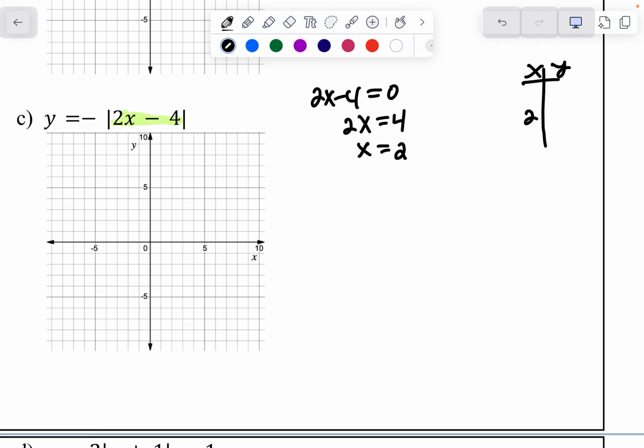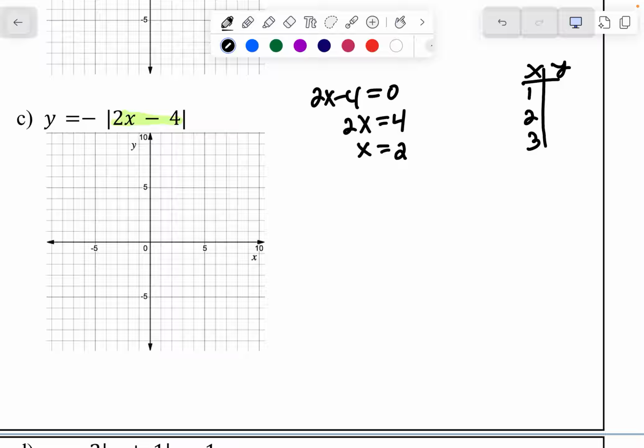Now, you can go 1 above it and below it. You can go 2 above it and below it. It doesn't matter. If it's nice like this and there are no fractions, I usually go 1. So 1 below it is 1. 1 above it is 3. Remember, when I plug in 1 and 3, I should get the same value. That's a way to check your work.